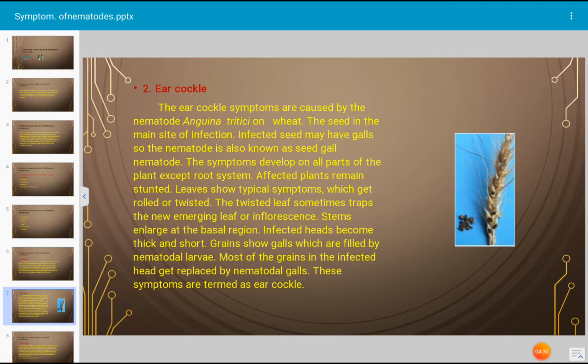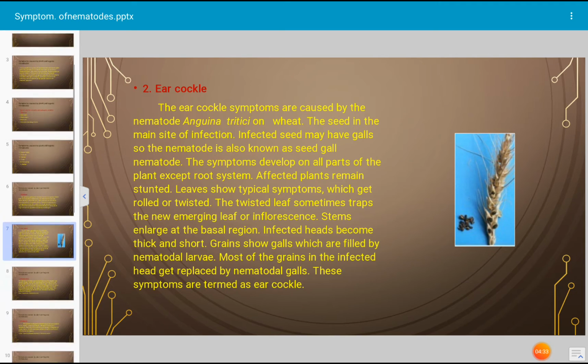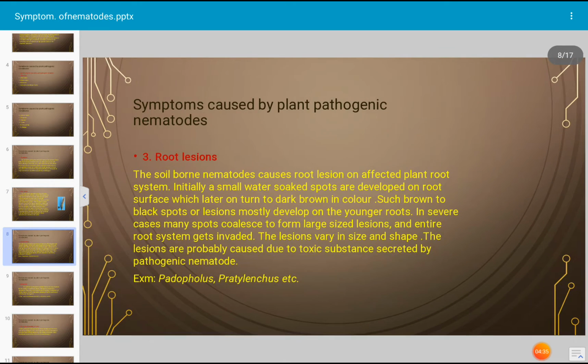Next, root lesions, another type of symptom. Lesions means a spot. In this case, the soil-borne nematode causes root lesions or root spots on the root, and initially a small water-soaked spot is developed on the root surface, and later on that turns light to dark brown in color. Such brown to black spots are developed on the younger roots, and in severe cases, many spots merge and form a large lesion and the entire root system gets invaded.